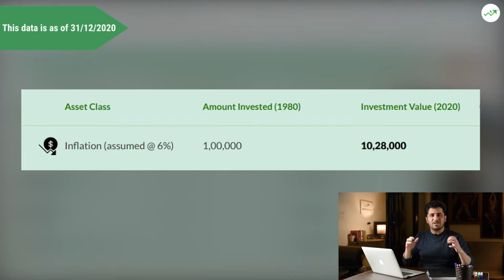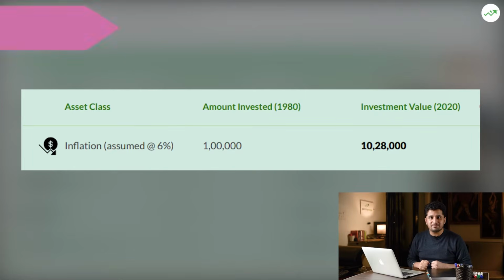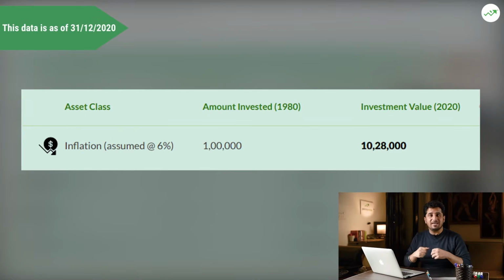So we've taken out some data here, and let's say you invested 1 lakh rupees in the year 1980. Okay, you had 1 lakh rupees in the year 1980. Now, first and foremost, if you calculate inflation, so 1 lakh rupees of year 1980 is going to be roughly about 10 lakh 30,000 in the year 2020. 6% inflation adjusted just by the basic mathematical calculation, 1 lakh is 10 lakh 28,000 rupees.